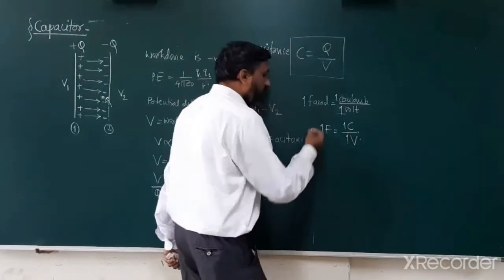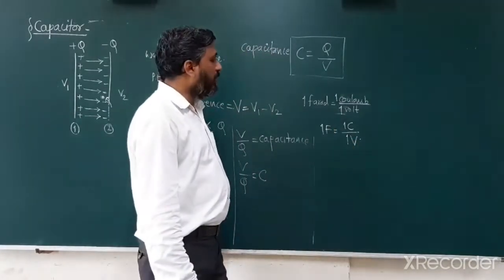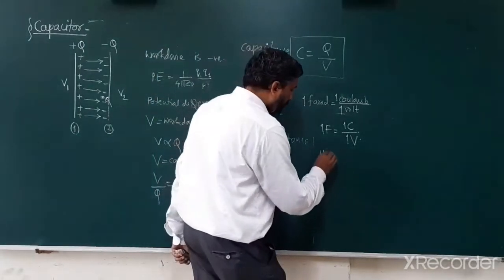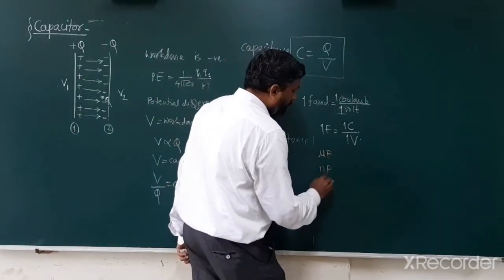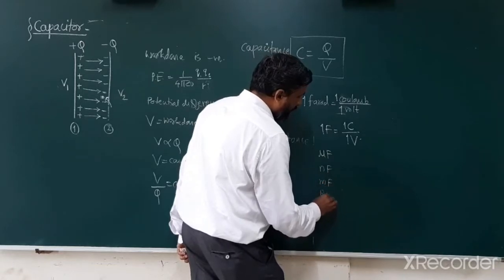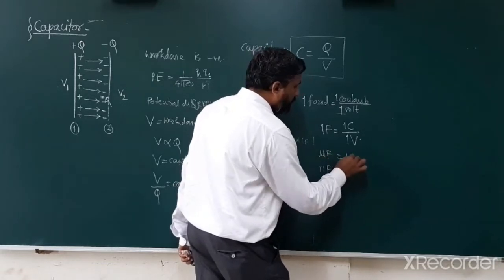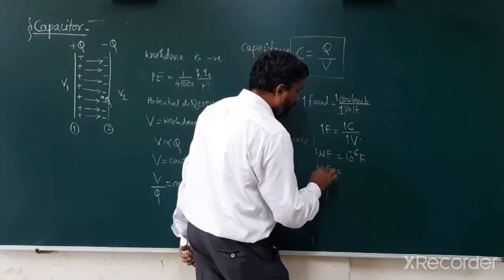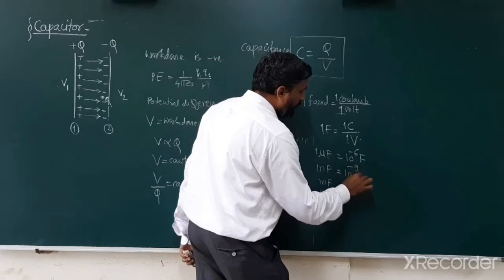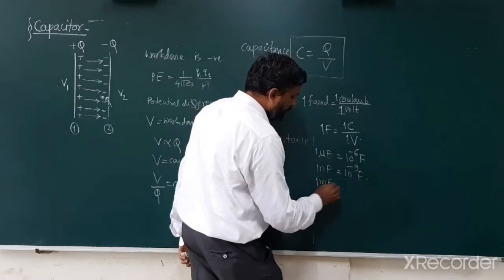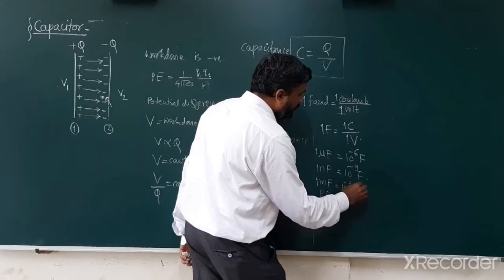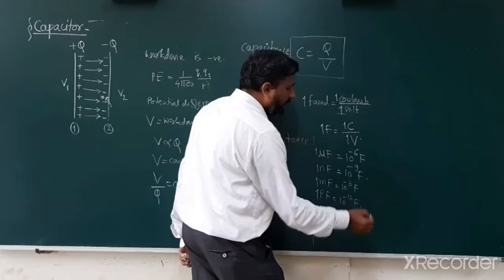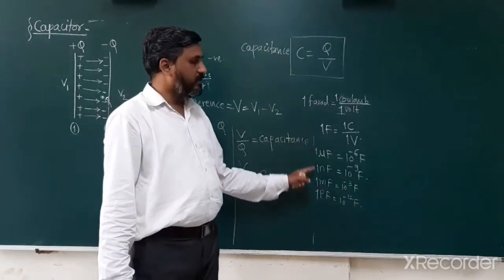So in numericals, the capacity will never be in farad. It is in terms of microfarad, nanofarad, millifarad, picofarad. Then what is 1 microfarad? It is 10 raised to minus 6 farad. 1 nanofarad means how much? Nano means 10 raised to minus 9, so 10 raised to minus 9 farad. 1 millifarad is 10 raised to minus 3. 1 picofarad is 10 raised to minus 12 farad. Remember, these are the conversions.